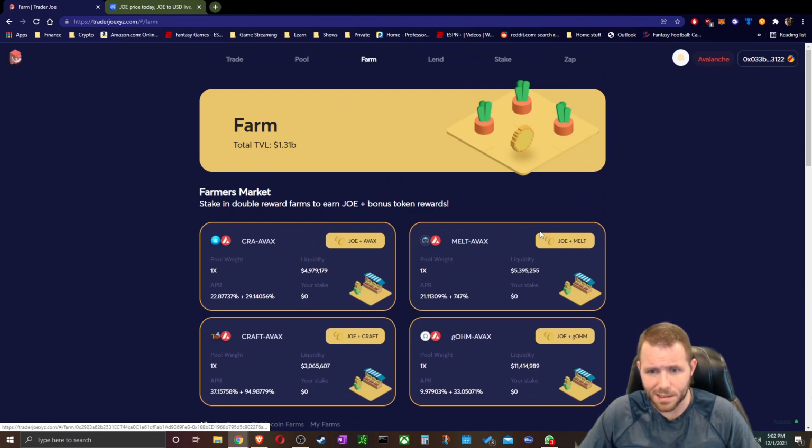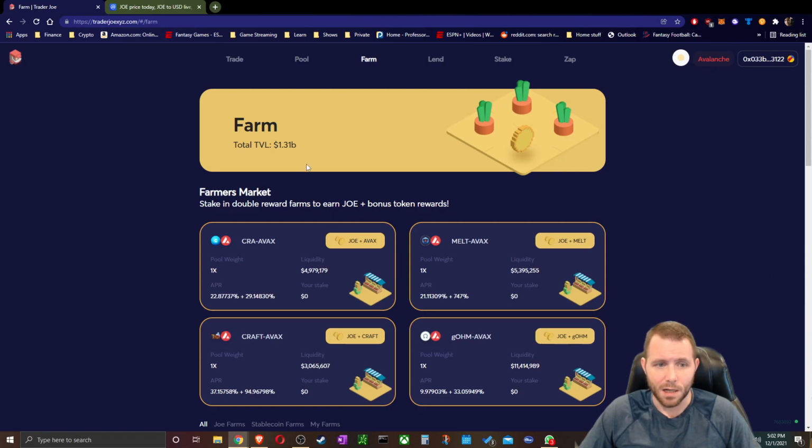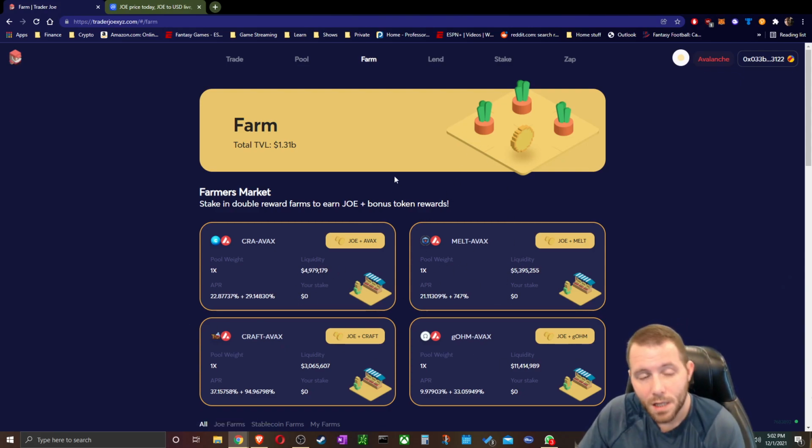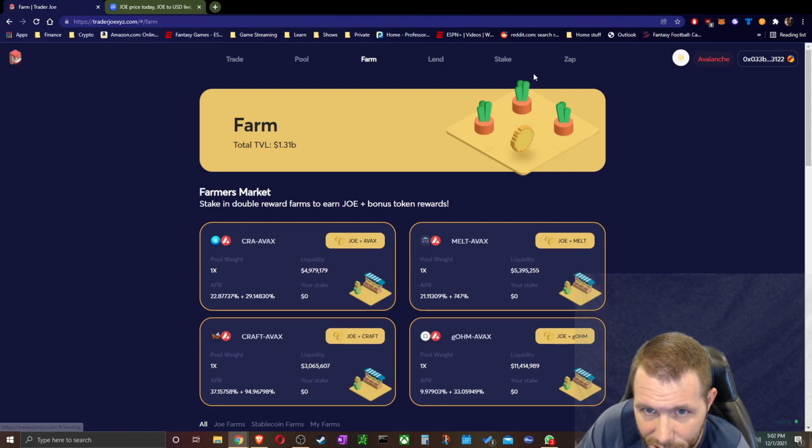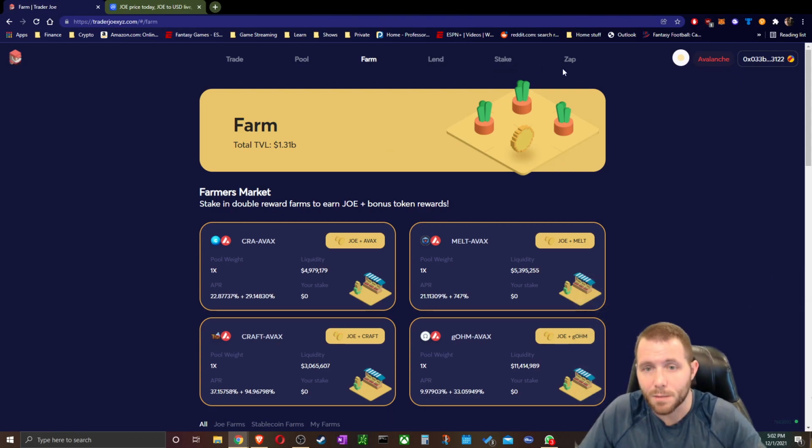Understand your risks through impermanent loss and things of that nature. But if you are providing liquidity through the pools, it's not a bad idea to also stake the liquidity token. Next, we're going to skip lend and stake because we're going to come back to those pretty soon here.